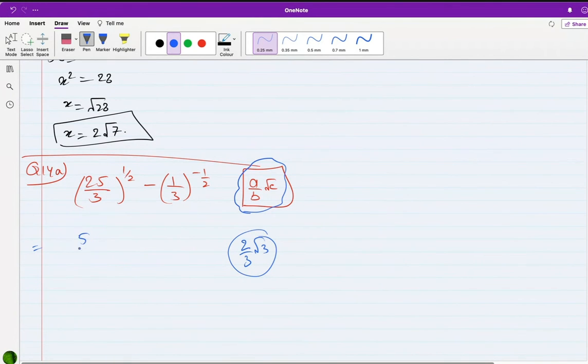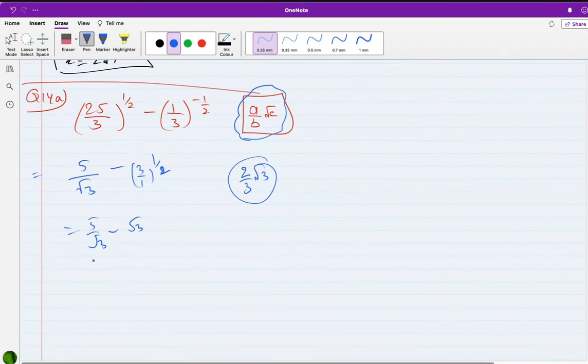25 square root is 5 and square root 3. On the other side, power is negative, so I'm taking reciprocal and making a positive power. So 5 by square root 3 minus square root 3. I'm taking LCM. Square root 3, 5 minus square root 3 into square root 3 is 3. 2 by square root 3. Now we rationalize into square root 3 over square root 3. So 2 square root 3 over 3.